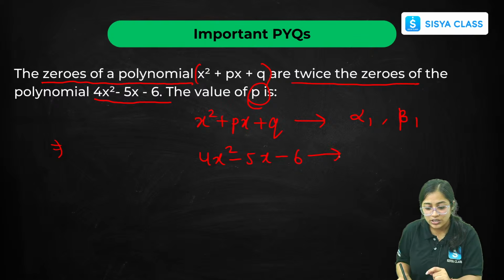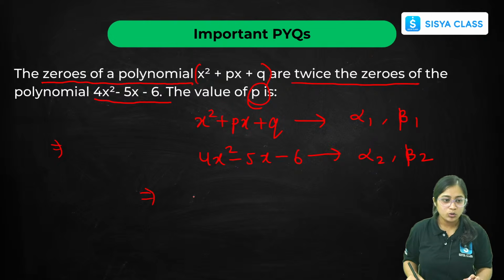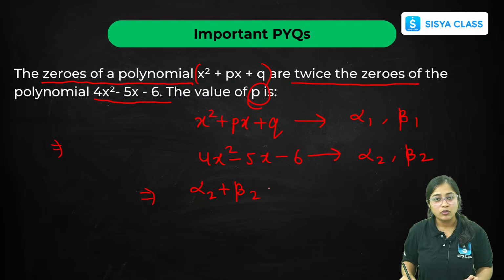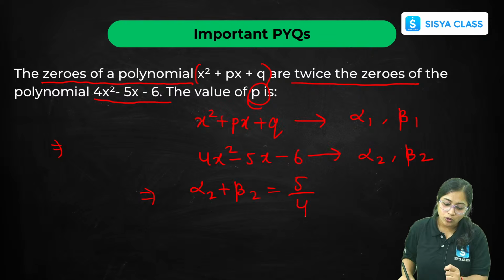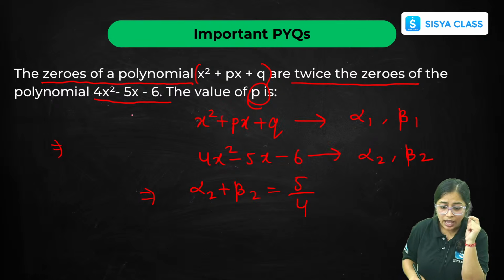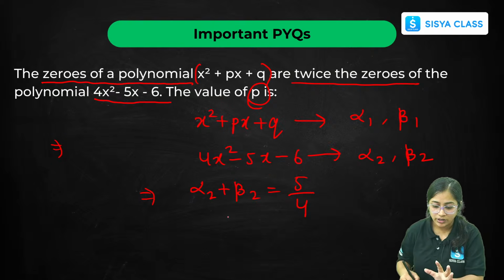So let's suppose that its zeros are alpha 2 and beta 2, right? So from here, what is the value of alpha 2 plus beta 2? Alpha 2 plus beta 2, that is the sum of roots. You will get it is minus b upon a, that is 5 upon 4, right? Now they have asked you what is the value of p from here.